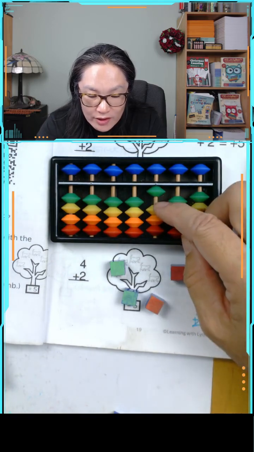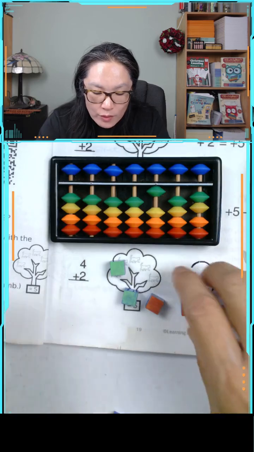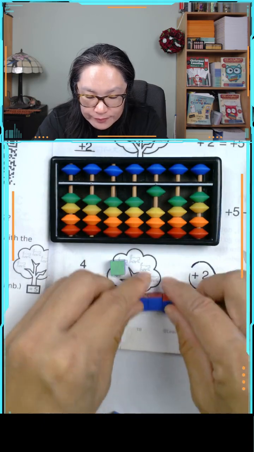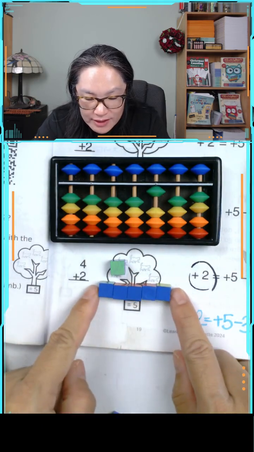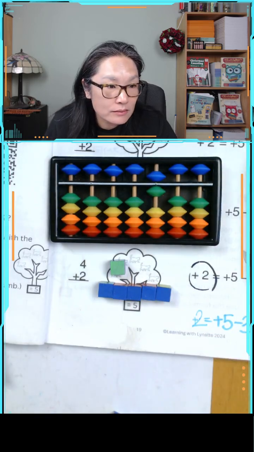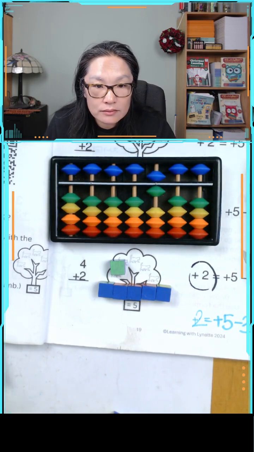So you take away the 3 in order to make a 5 here. So I've made my 5. My final answer is 6. This is the way. Okay?